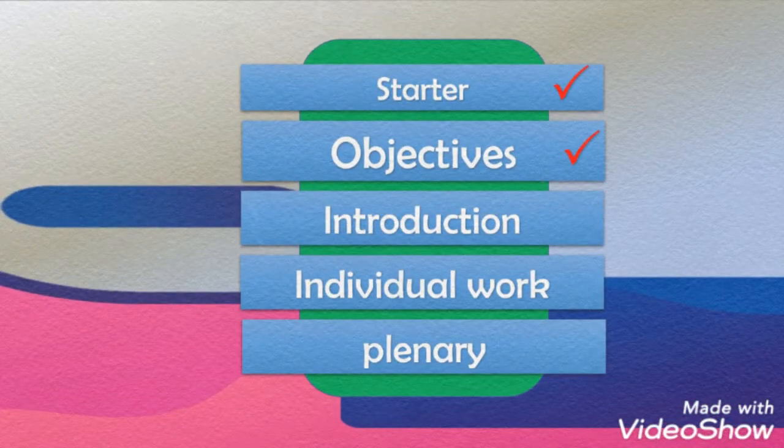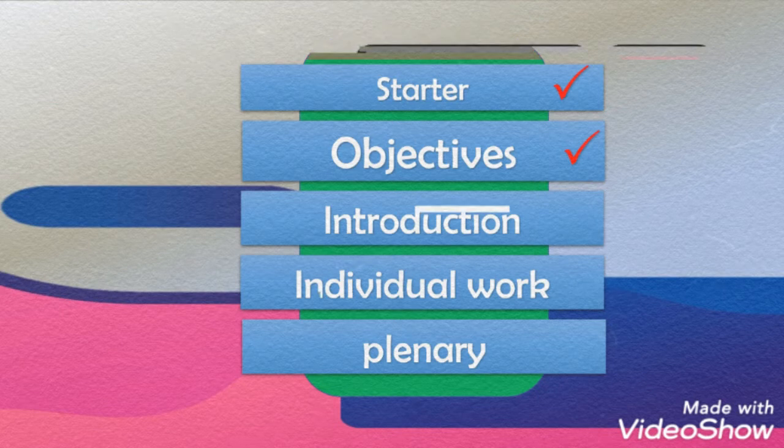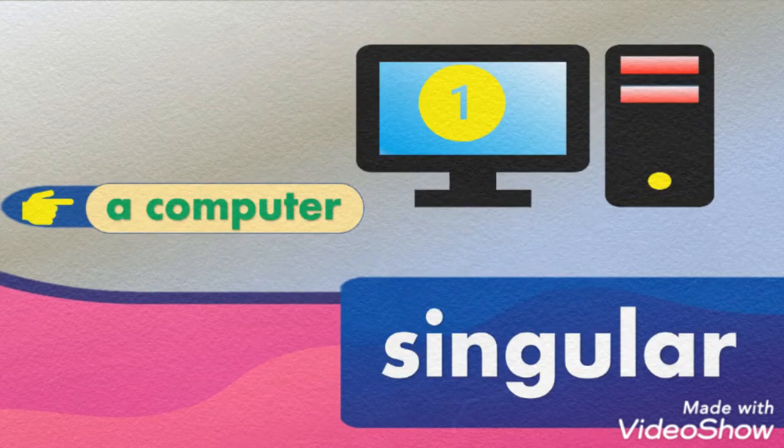Now we have finished the starter and objectives. Now let's move. What is singular? Singular means one only. If I have one thing, I have to say one. Look here. What you can see in front of you is a computer. If I have one thing, I say a computer, a table.